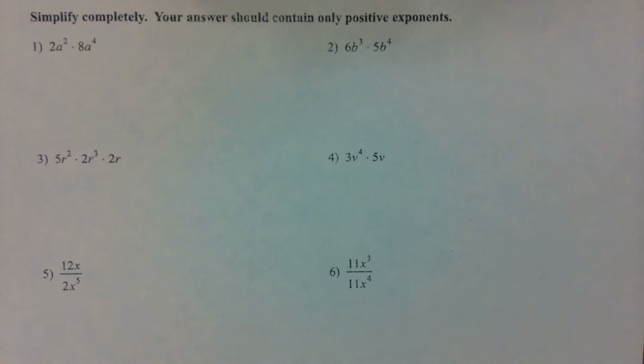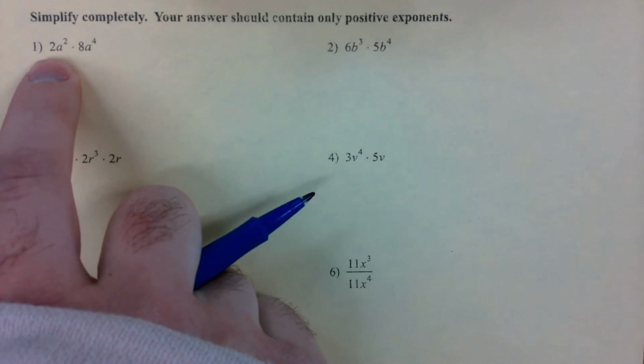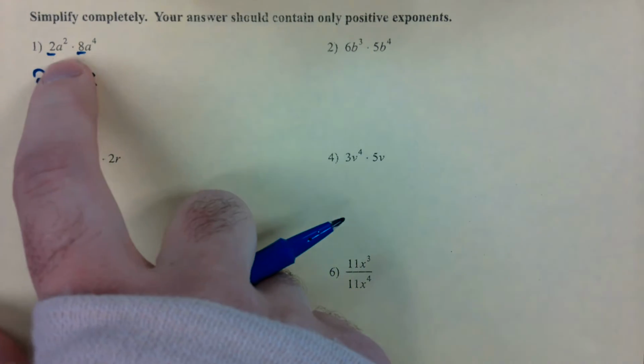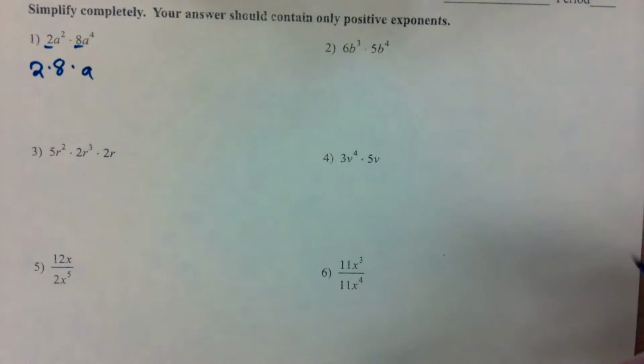and go through it. So numbers 1 through 4, we're using the kind of modified product rule, where we can take our coefficients 2 and 8. We can bring those out in front and multiply them, just like our warm-up. And then we can use the product rule on our exponents here to get a to the 2 plus 4.